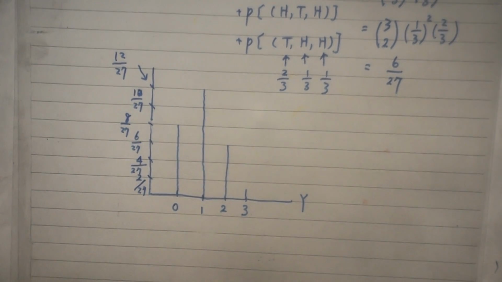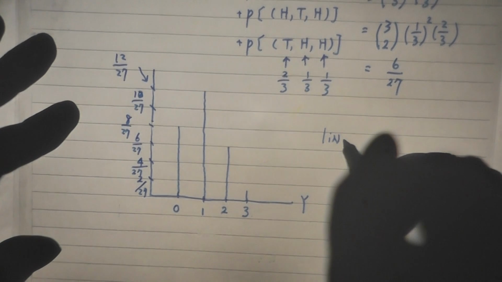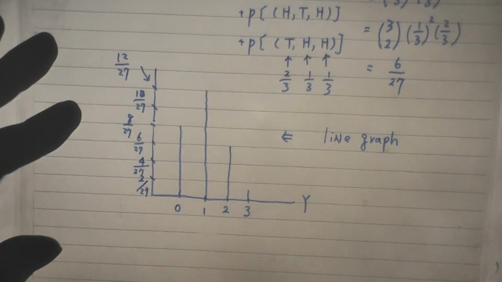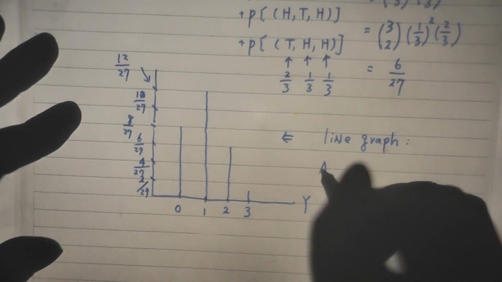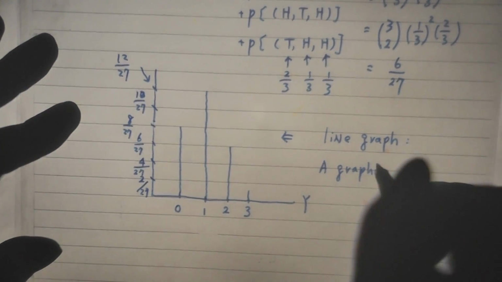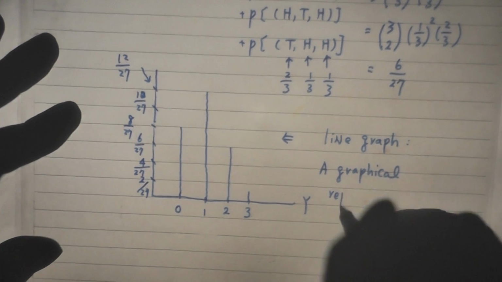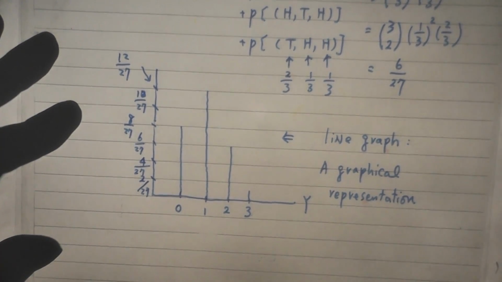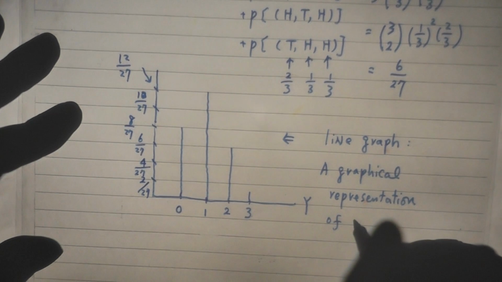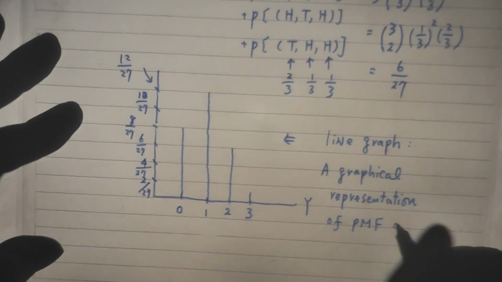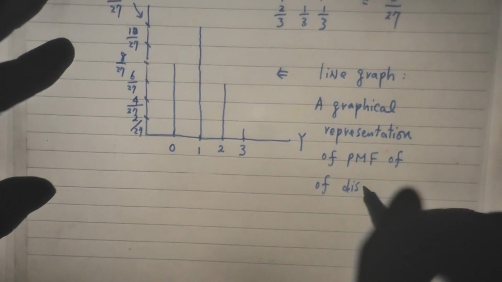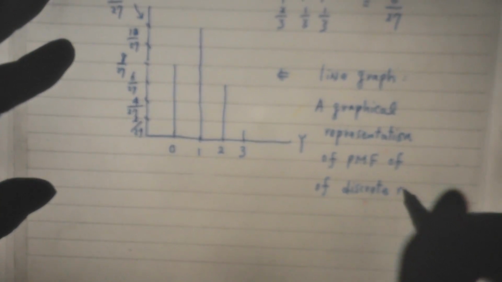Okay? This is what we call a line graph. What is a line graph? Line graph is a graphical representation of PMF of a discrete random variable. Okay, now next one.